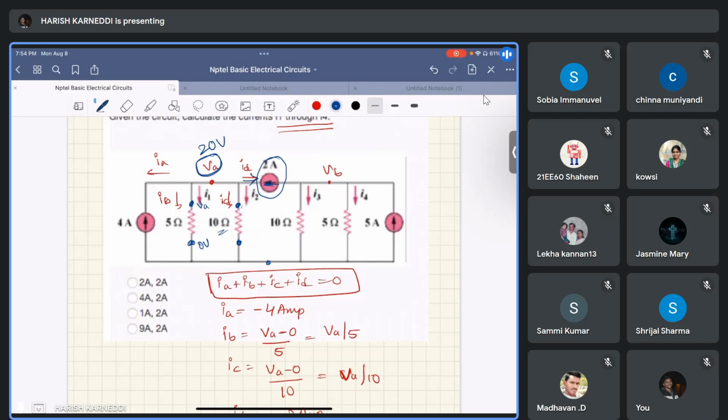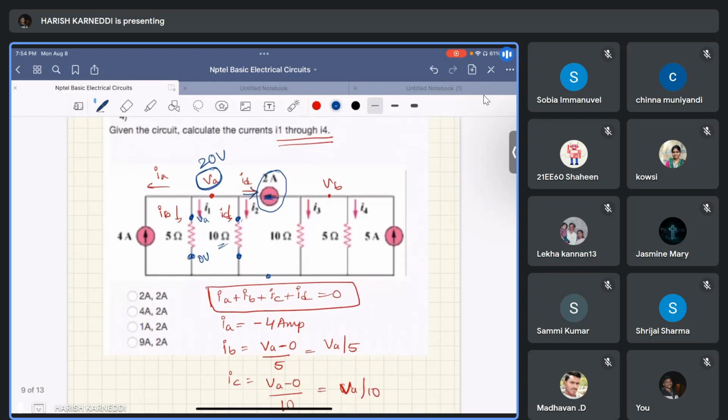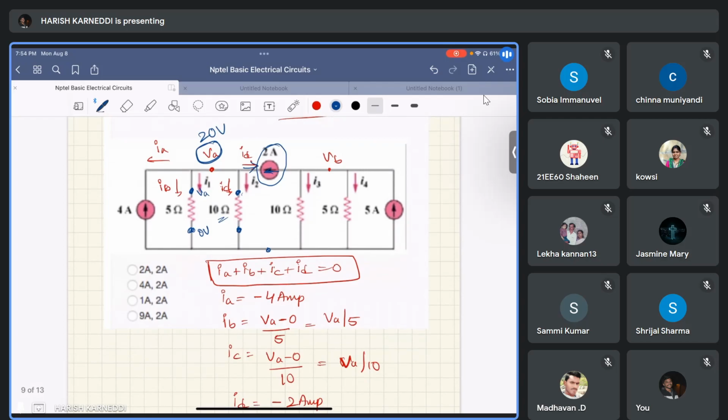What did he ask in the first question? First question is I1. Find out that I1. I1 is this one. Just erasing this thing, to avoid the confusion, I erased this one. I1 in the question is the same as IB in our assumed direction. This one, right? I1 and IB is same. IB equal to VA by 5.